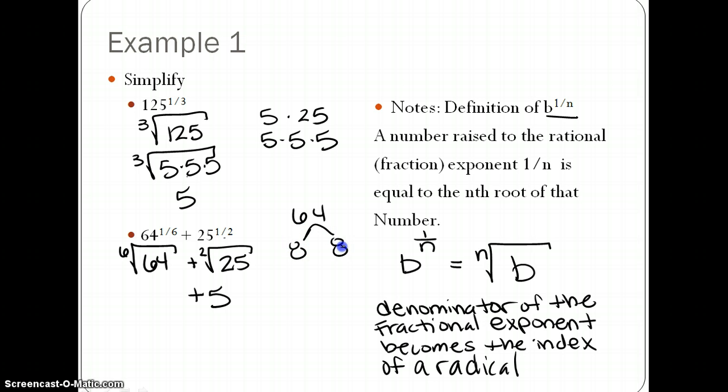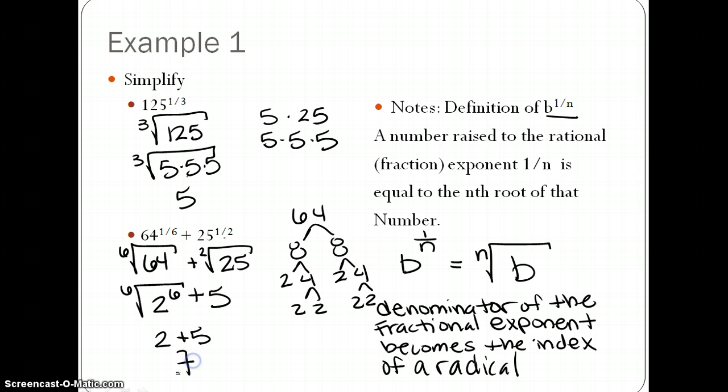So you get 8 times 8, that's 2 times 4, and then your 4's further break down into 2's. That means that the 6th root of 64 is the same thing as the 6th root of 2 to the 6th. Since the exponent and the index match, the only thing left is 2, and then you have the plus 5 still, which is 7.